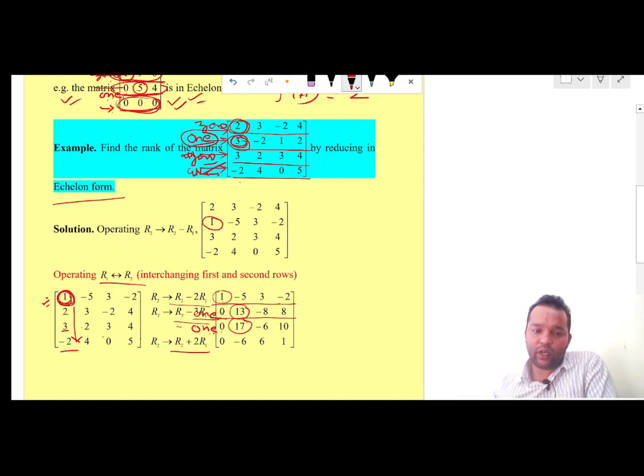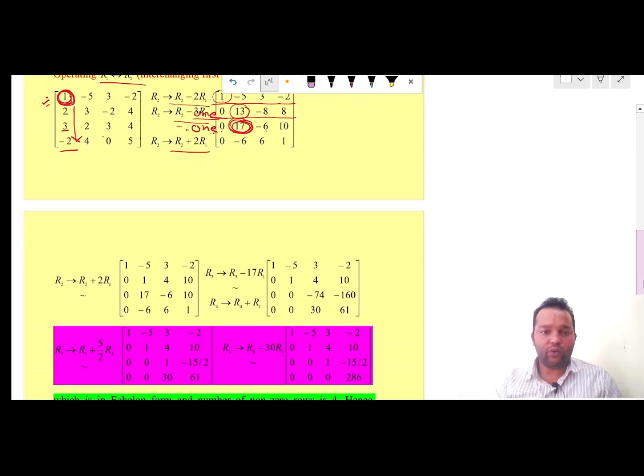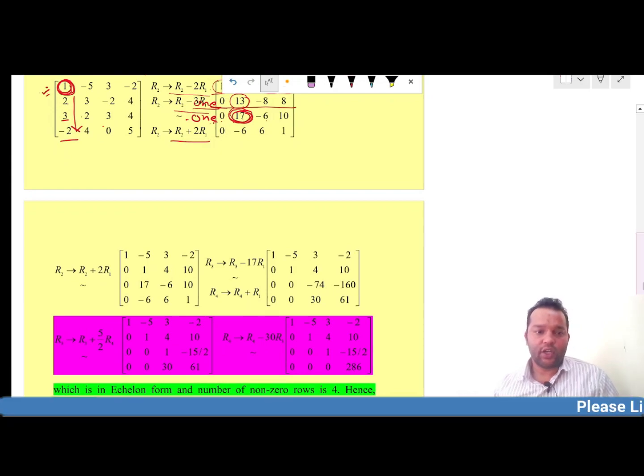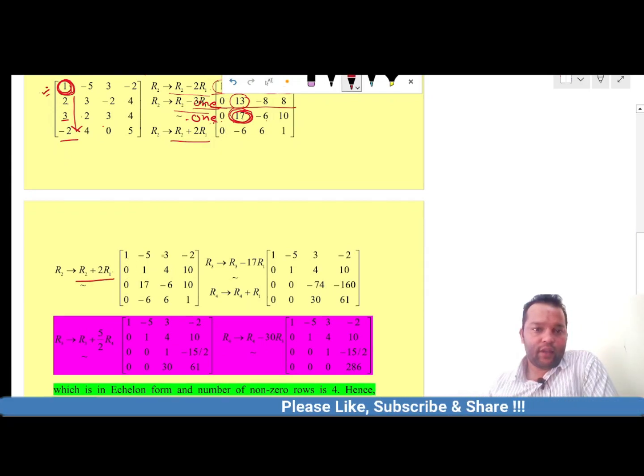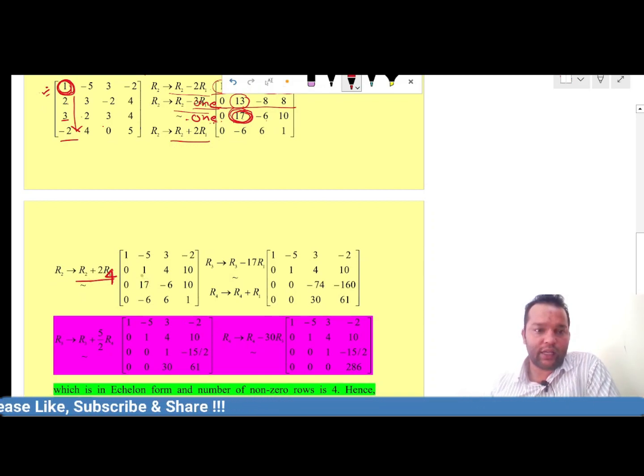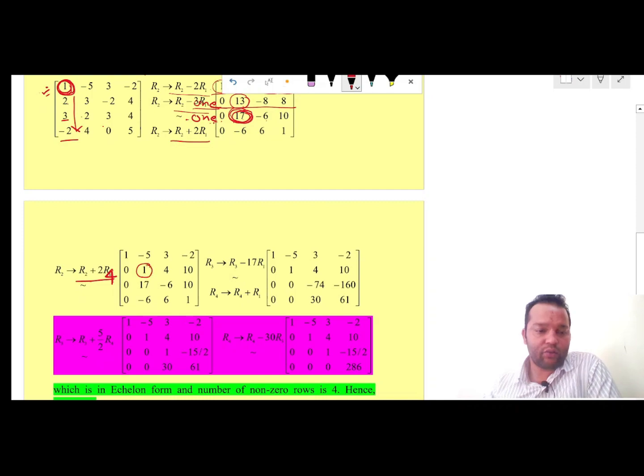So in echelon form, we have to convert this third row into another row such that at least 2 zeros are required before the first non-zero entry. So our objective is to reduce this entry 17 into 0 with the help of some suitable operation. So the operation is R2 plus 2R4. If we apply the operation R2 plus 2R4, then this entry becomes 1.